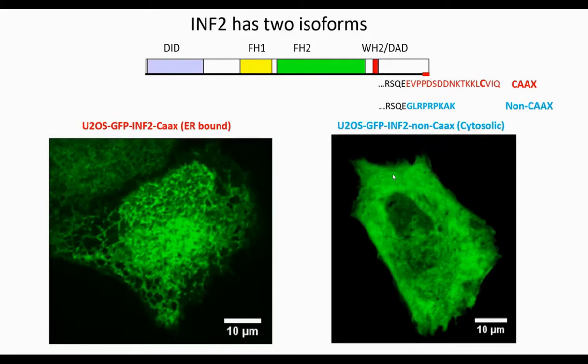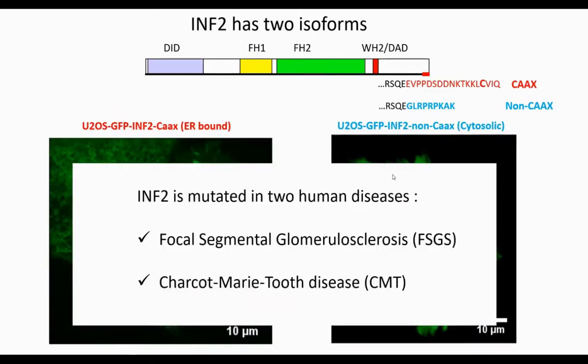So this is where our intriguing fact is: if you deplete cells of INF2, which is either on the cytosol or on the ER, you get elongated mitochondria. So we were fascinated by this, and we wanted to understand how INF2 was mediating mitochondrial dynamics. And let me just add the information that INF2 is mutated in two human diseases. One is a kidney disease called focal segmental glomerulosclerosis, and the other is a neuropathy known as Charcot-Marie-Tooth disease.